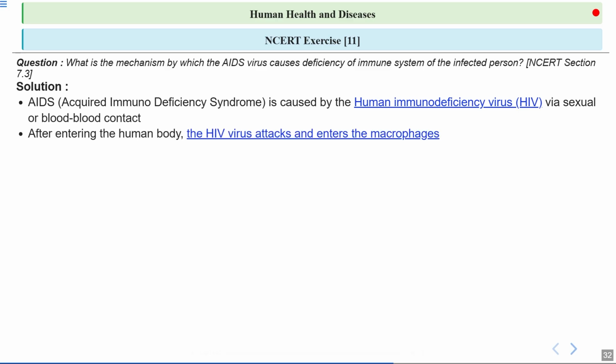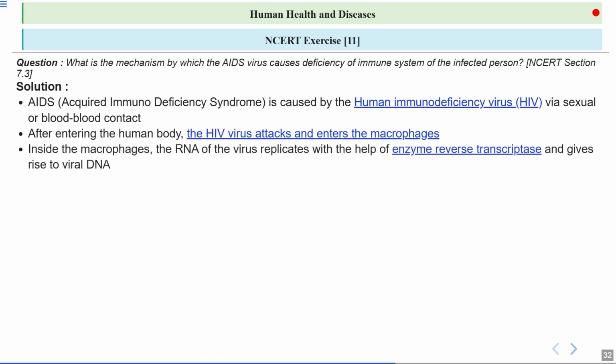After entering the human body, the virus attacks and enters the macrophages. First of all, they will multiply in macrophages. Inside the macrophages, the RNA of the virus replicates with the help of the enzyme reverse transcriptase and gives rise to viral DNA. So here, viral RNA is injected into the macrophages. This RNA is first converted into DNA because the host cell has DNA as its genetic material. When the viral DNA is produced, it is integrated into the host genome.